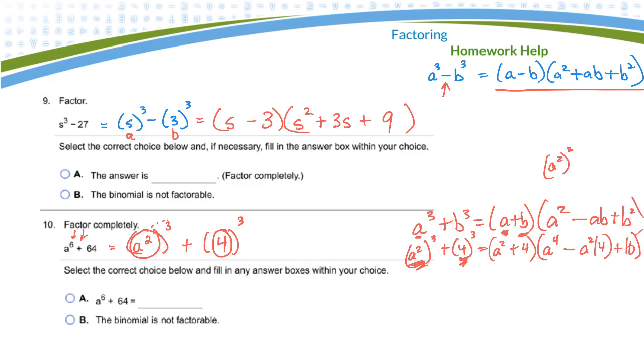Let me just rewrite that over here. So a squared plus 4, and then a to the 4th minus 4a squared plus 16. Okay, so there's some examples of how you can factor things that is on your homework.